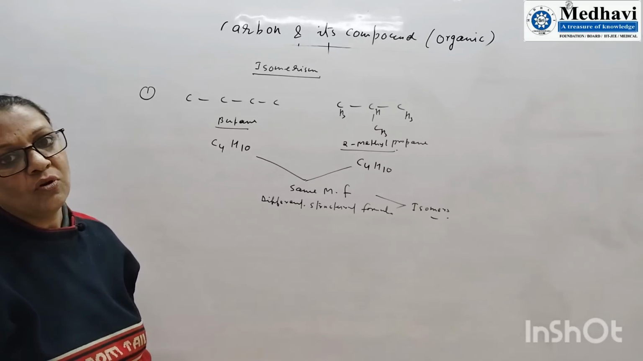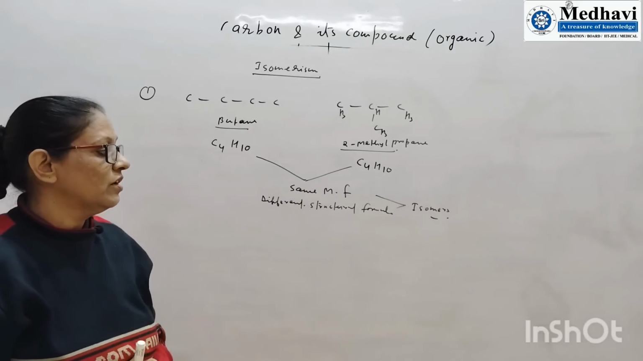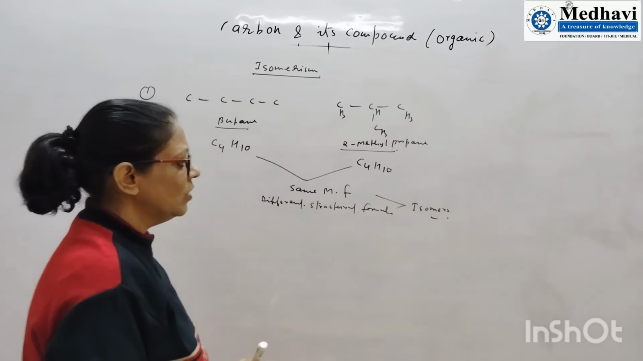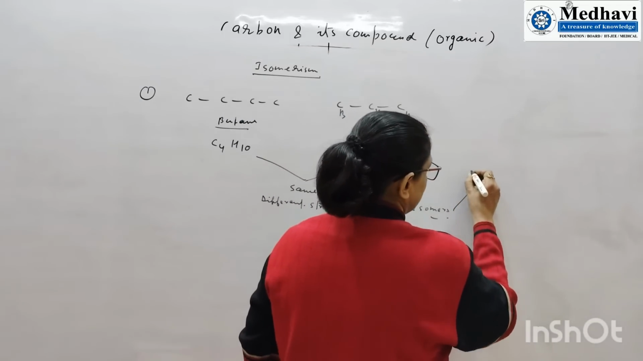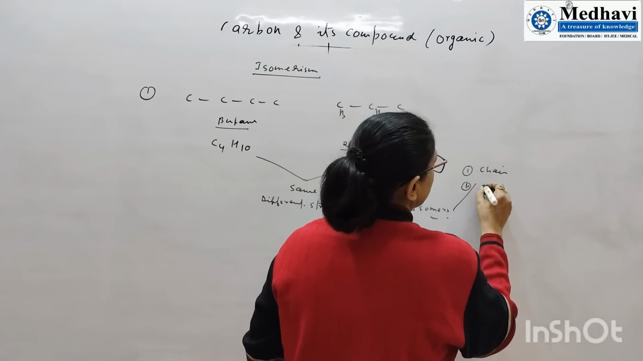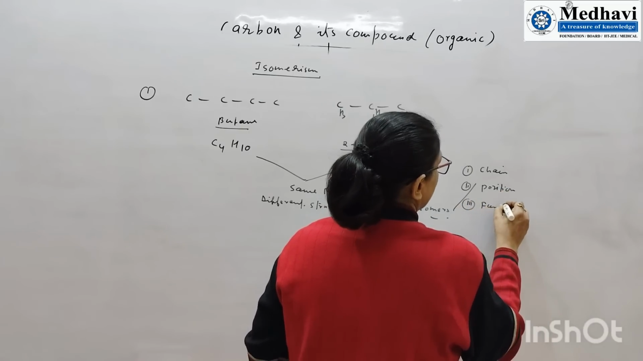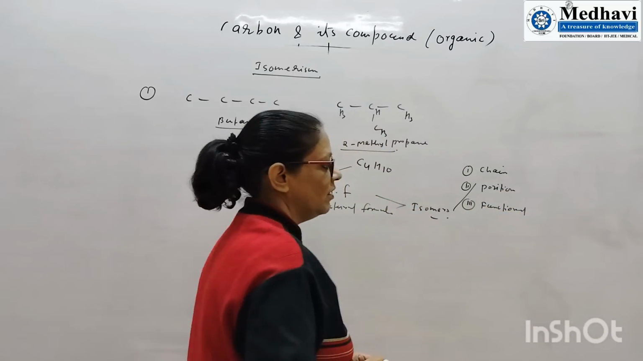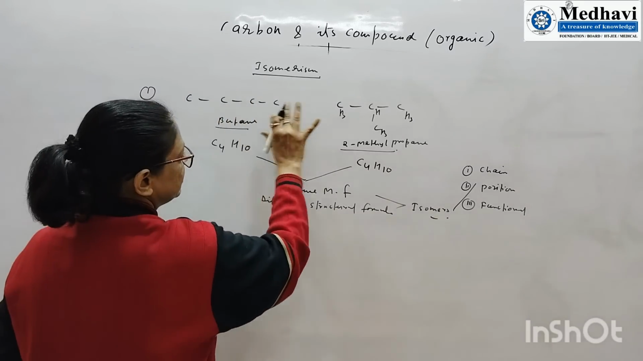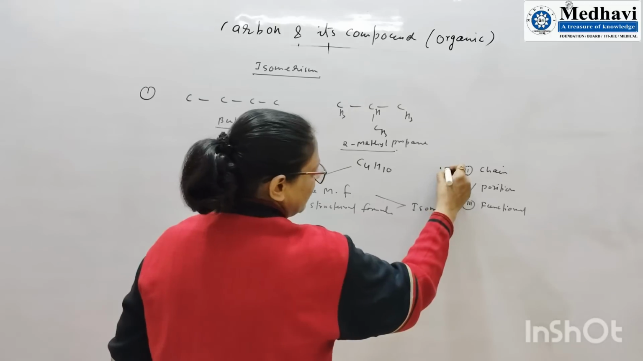So you can say that two or more organic compounds having the same molecular formula and different structural formula are known as isomers. And the process is called isomerism. The first type is chain isomerism. Second is position isomerism. Third is functional. Only these three are going to be asked in the board exam: chain, position, and functional. So in chain isomerism, we are just changing the carbon chain, making it short or long. So this is chain isomerism.